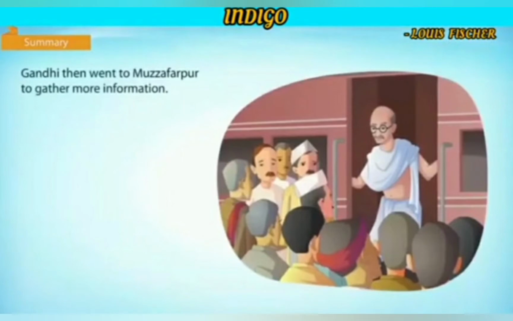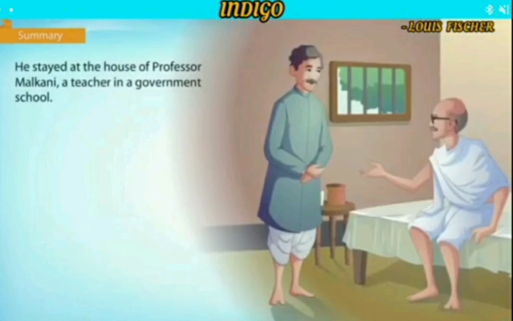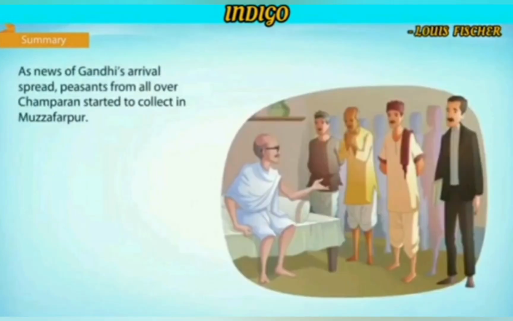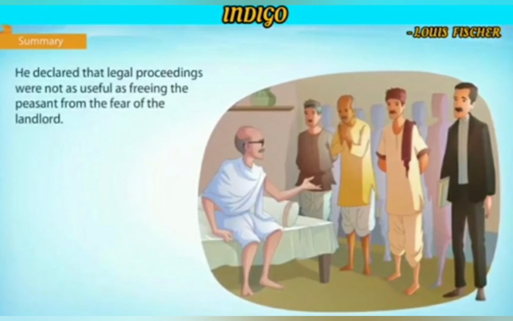Gandhi then went to Muzaffarpur to gather more information. He stayed at the house of Professor Malkani, a teacher in a government school. Gandhi noticed that it was rare for a government employee to help him, as most Indians in small towns were apprehensive about supporting anti-British agitators. As news of Gandhi's arrival spread, peasants from all over Champaran started to collect in Muzaffarpur. He declared that legal proceedings were not as useful as freeing the peasants from the fear of the landlords.